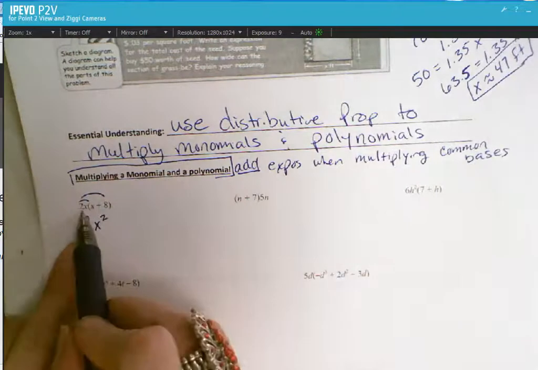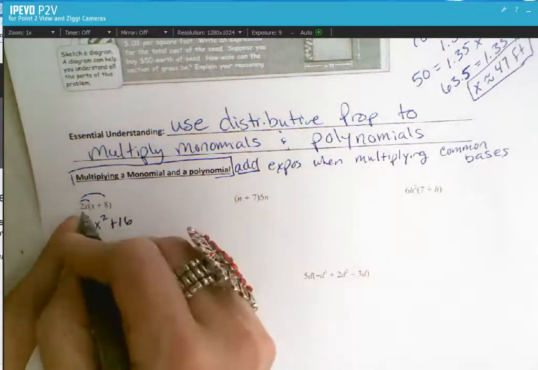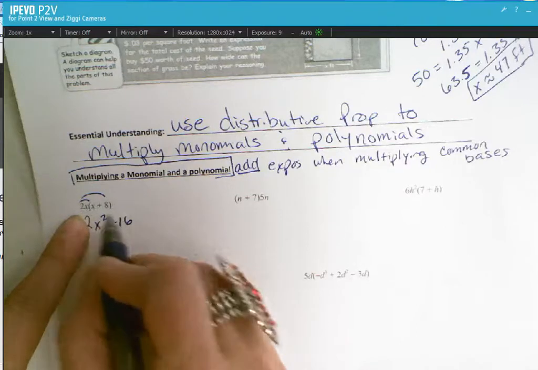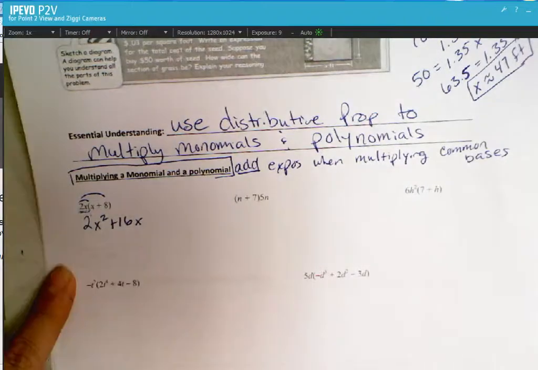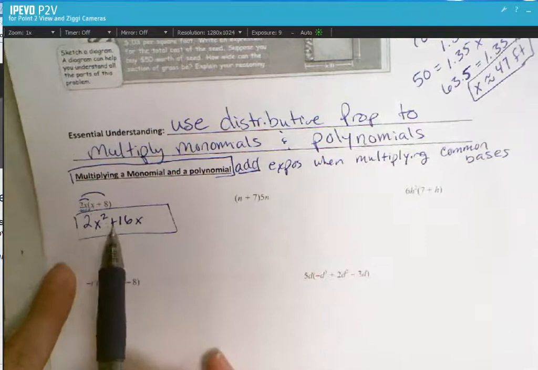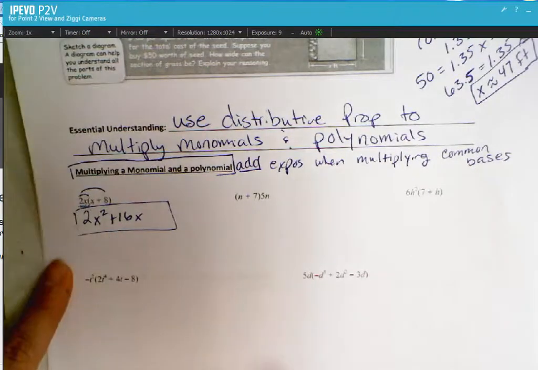2x times 8. 2 times 8 is 16. x times essentially nothing, but x comes along for the ride because this whole term is being multiplied and the variable comes with it. We make sure it's in standard form, which means that we start with the highest exponent and work our way down, so we're good there.